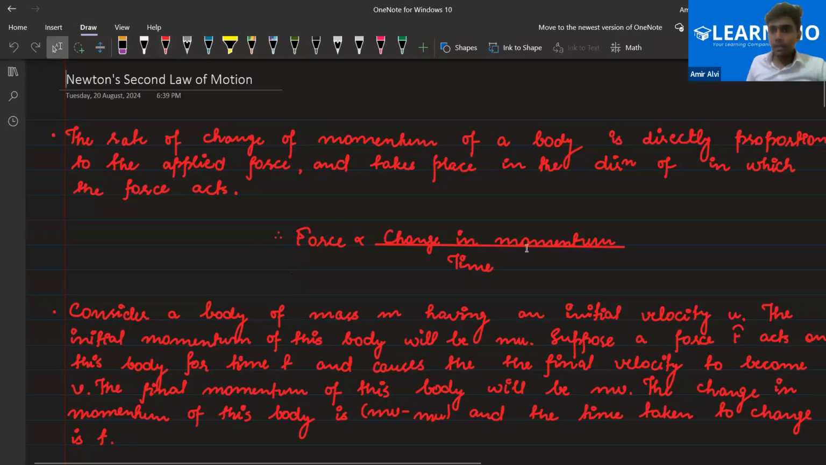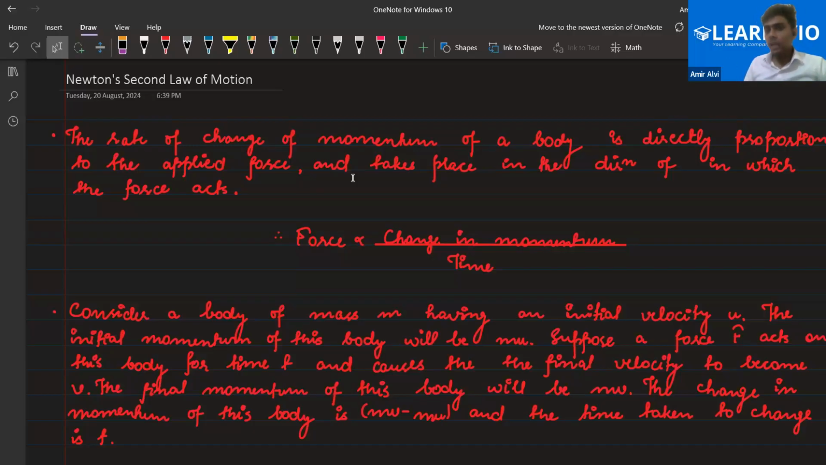Force is directly proportional to the change in momentum, right? Momentum means the product of mass and velocity. So if a body is moving with some initial velocity, the initial momentum would be mu, the multiplication of the mass and the initial velocity, because mass is not going to change at all.